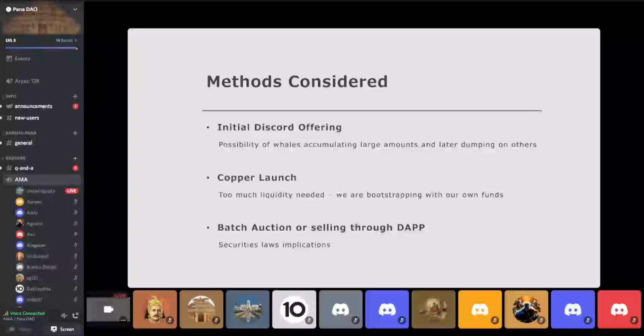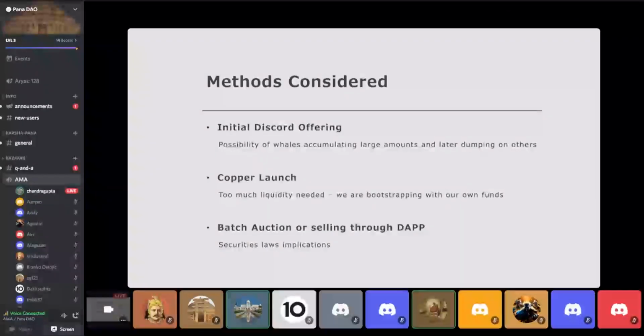So the second method that we considered was a Copper launch. This is again very widely used in the crypto industry. It gives you a huge exposure as there are crypto natives who are constantly on the lookout for new token launches on Copper. We could also go on a price discovery route if we go with Copper, where the liquidity balancer pools would adjust weightages for tokens and give us a good opportunity for discovering the price of a token or demand for a token.